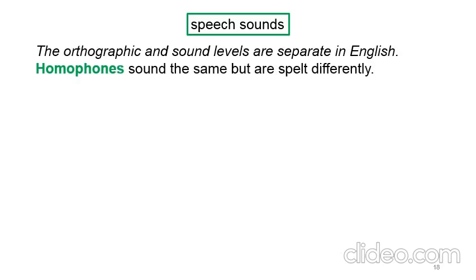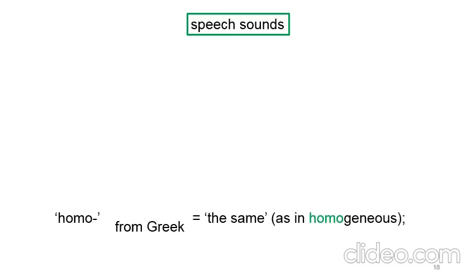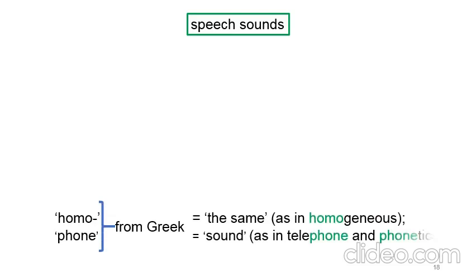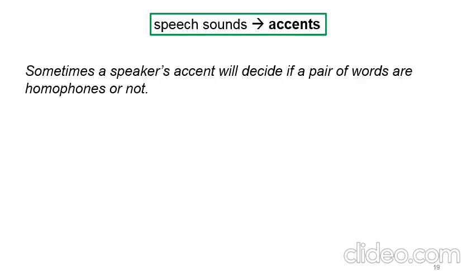Now we will look at homophones. Homophones sound the same, but are spelt differently. Homo comes from Greek, and it means the same, and phone, also from Greek, means sound. Now sometimes a speaker's accent will decide if a pair of words are homophones or not.